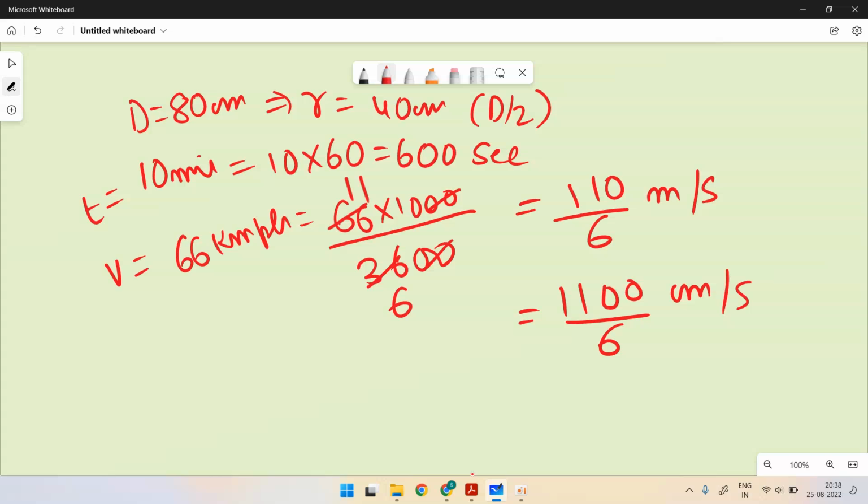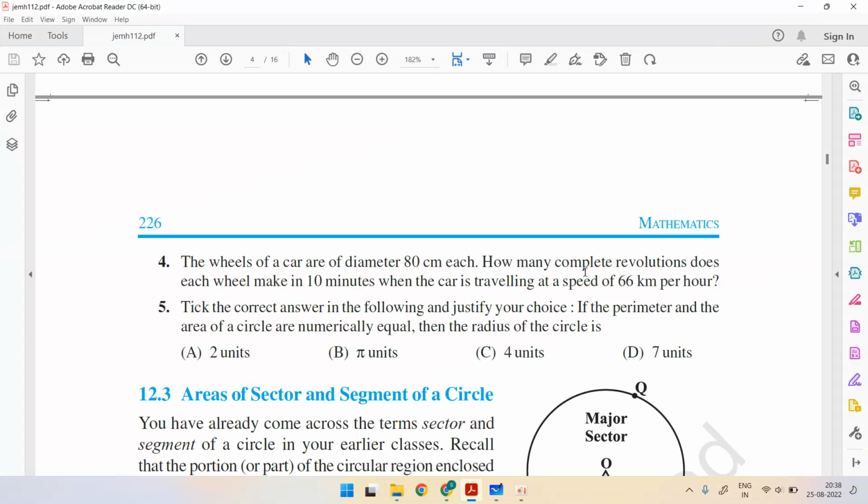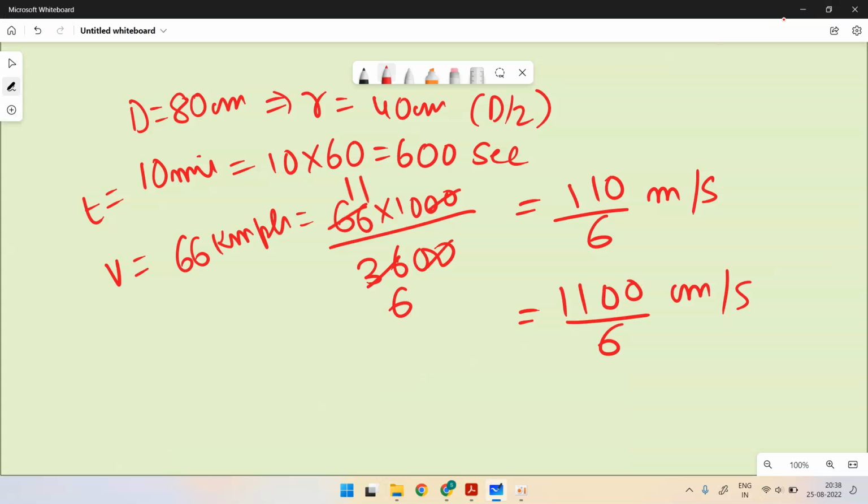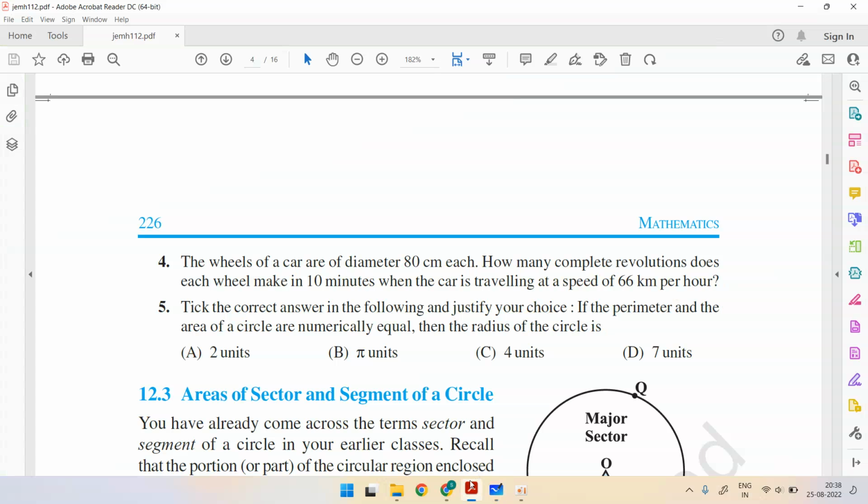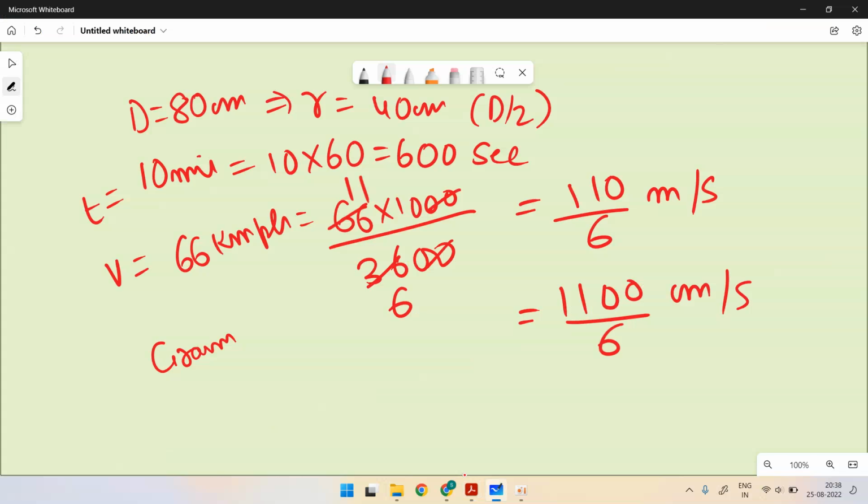Now, how many revolutions? The question is how many complete revolutions does the wheel make in 10 minutes, traveling with a speed of this per hour. See, this much is the speed. Now from circumference, the question asks for how many complete revolutions. Revolution means a circumference.